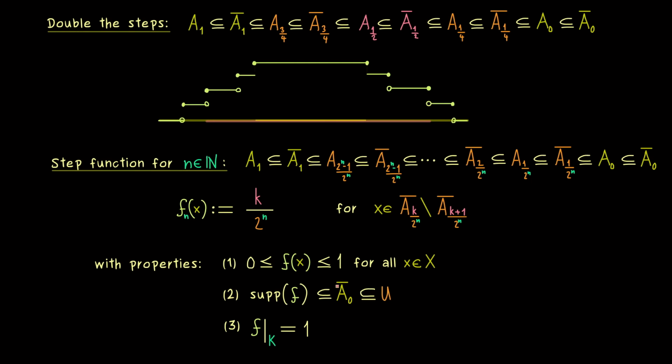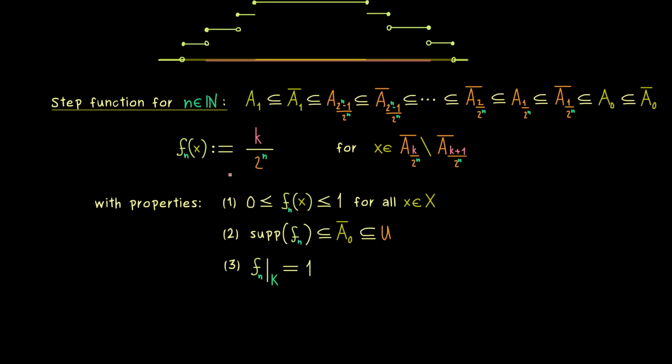lies in a compact set that lies in U. And the third part is simply that at the compact set, we are equal to the constant 1. So all these properties are satisfied no matter which n we consider. So this is quite nice, but because we always have a step function, we can definitely not expect continuity here. Obviously, this is something we want to get in the limit n to infinity.